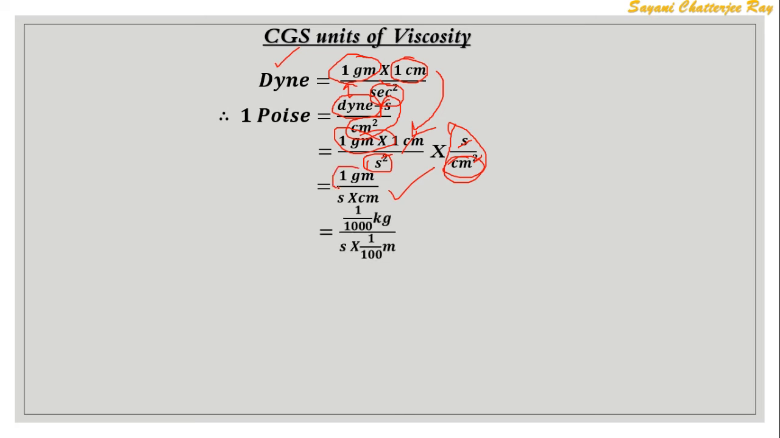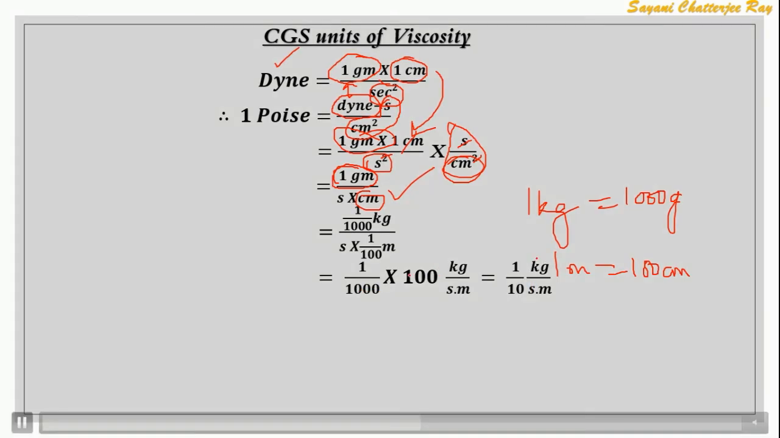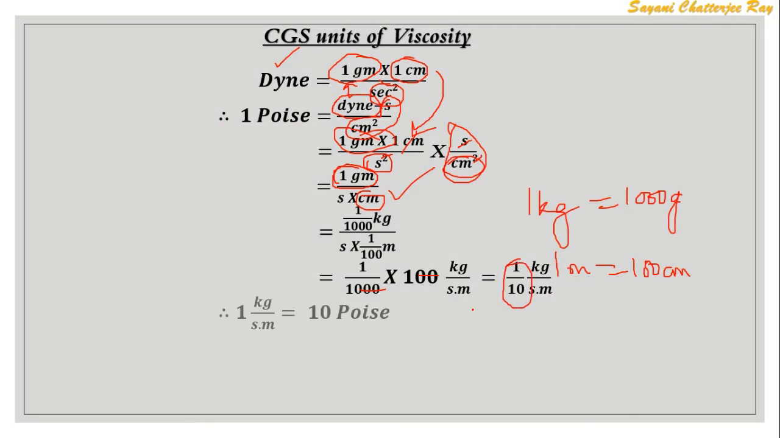Now you all know that 1 gram equals 1 by 1000 kg. 1 gram is written as 1 by 1000 kg because 1 kg equals 1000 gram. Similarly, 1 centimeter equals 1 by 100 meter because 1 meter equals 100 centimeter. Simplify this. So here 0 will get cancelled. So remaining will be 1 upon 10 kg per second meter. Now 1 upon 10 kg per second meter equals 1 poise. So 1 kg per second meter equals 10 poise.